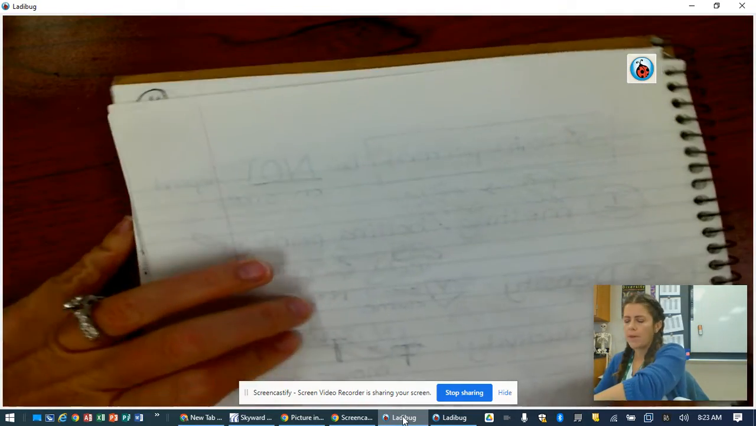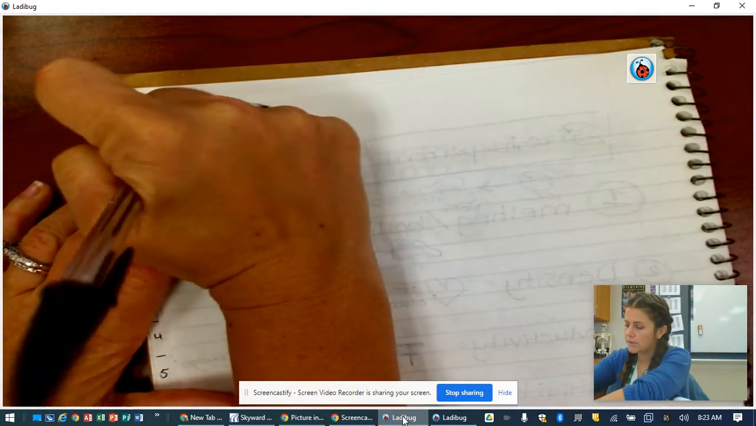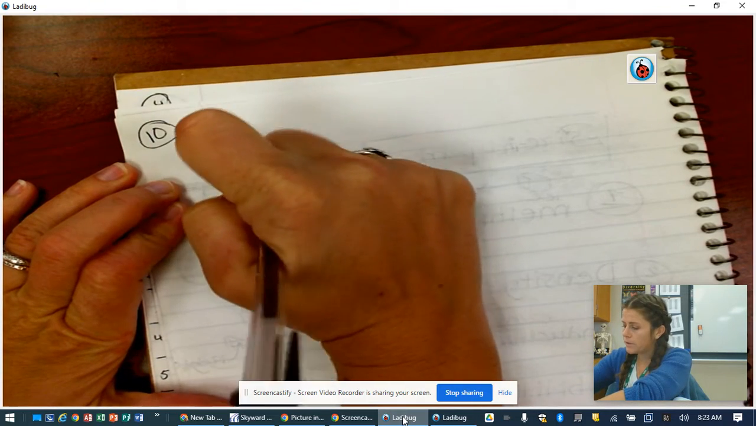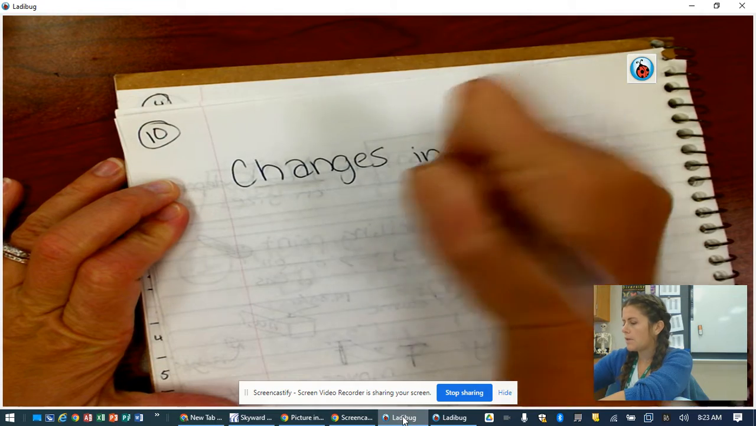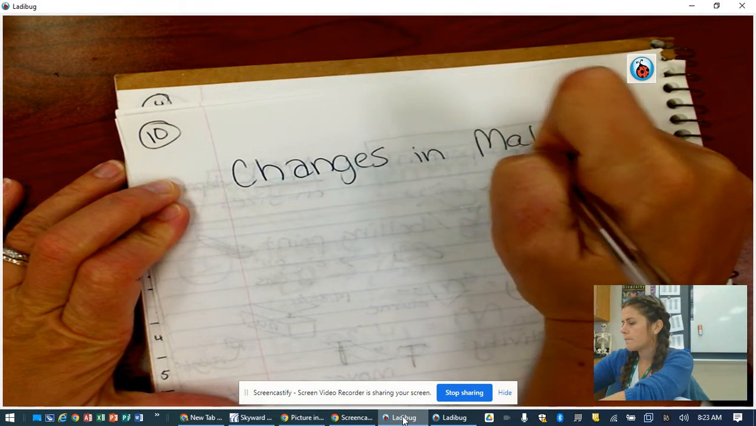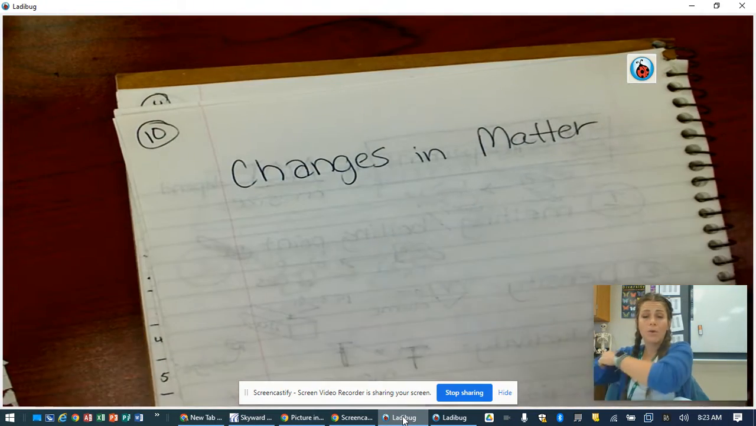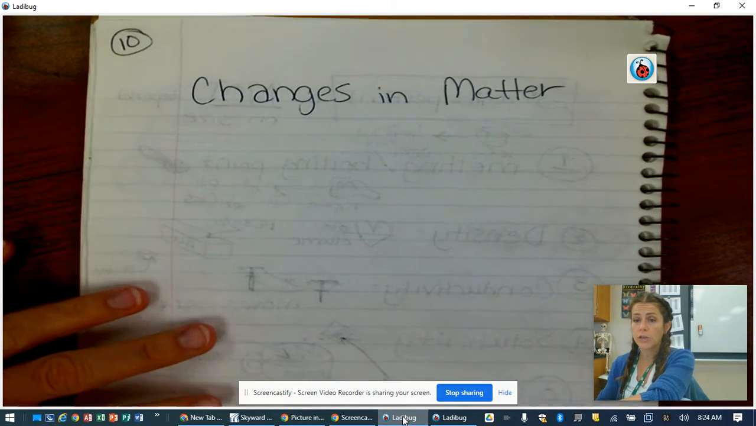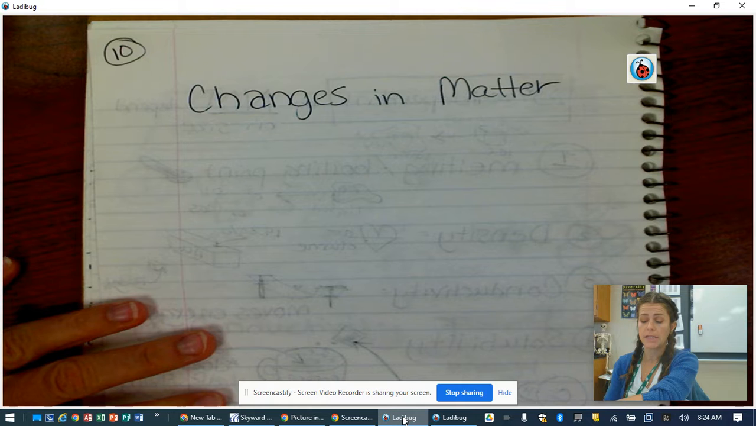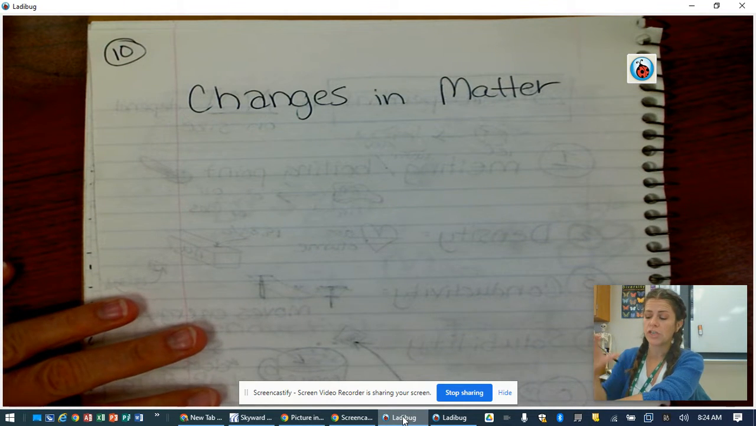So let's turn to that page, and I'm going to title it 10, and then changes in matter. And what I'm writing, you should be writing as well. Okay, so the first thing we're going to do is we see changes in matter based on physical change or chemical change.